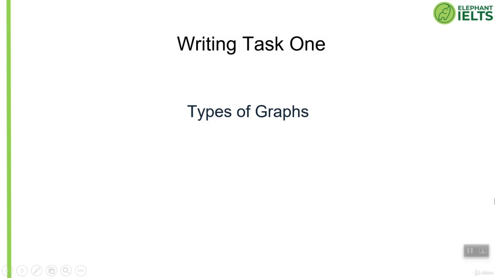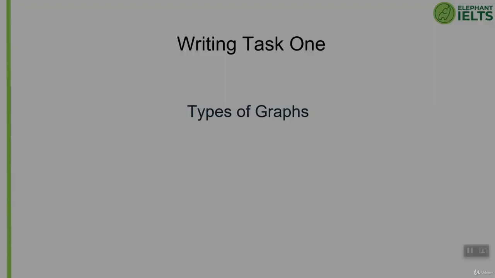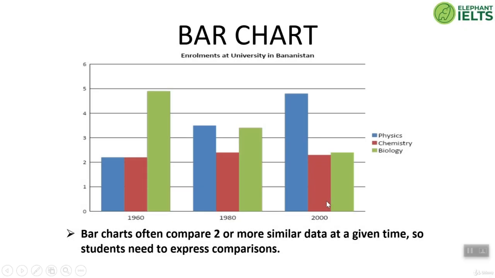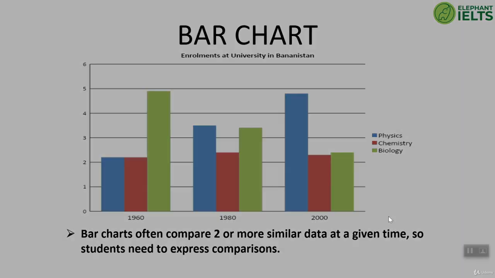Now we'll look at the most common types of diagrams in writing task 1. This is a line graph. It shows the consumption of fast food meals in Birmingham, London and Manchester from 1980 to 1995. This one is a bar chart. It shows the enrollments at university in Bananistan, wherever that is, in physics, chemistry and biology from 1960 to 2000.